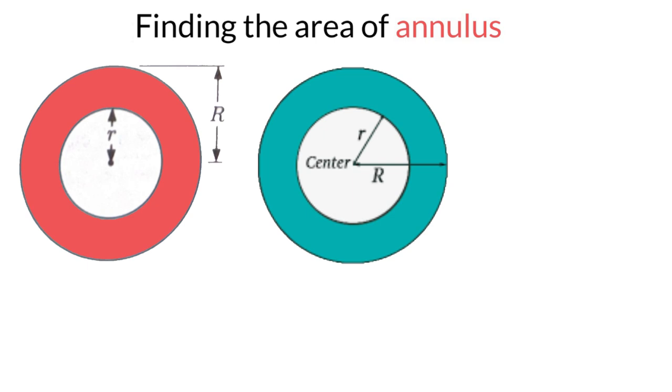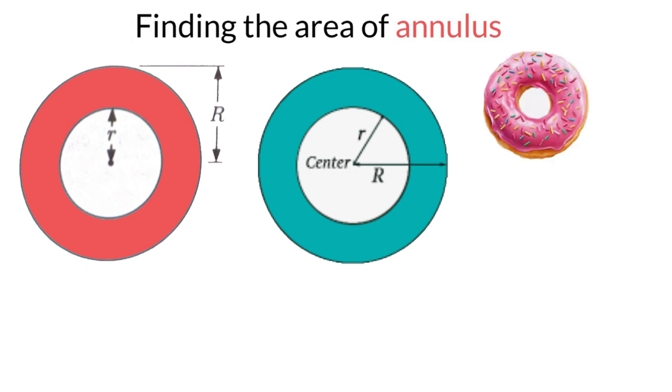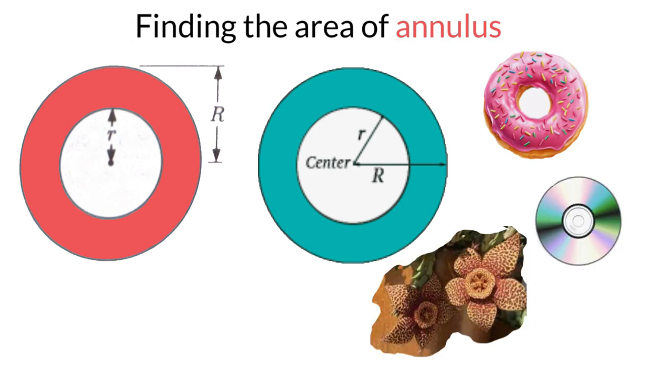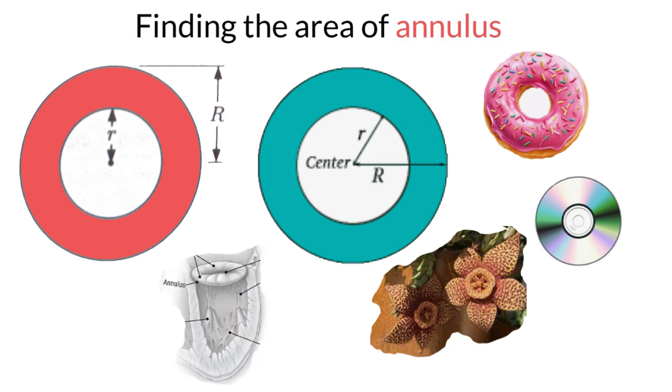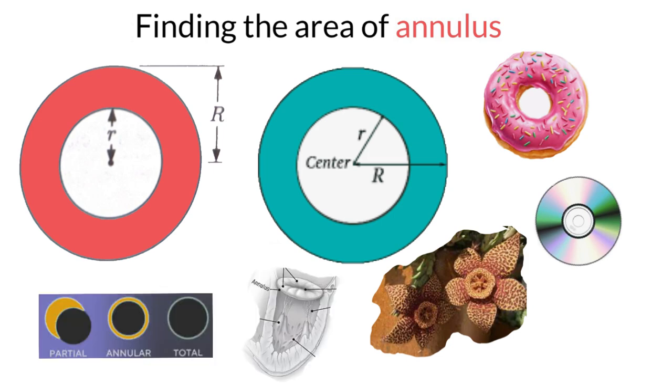So an annulus can be found in many places in the real world. A donut is an annulus. A CD disc has an annular shape. Many flowers have an annulus inside them here. Our heart valves also have an annulus inside the heart. And we can also have an annular solar eclipse as shown over here. And the planet Saturn has an annular ring.